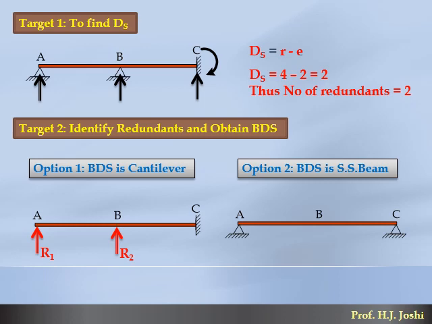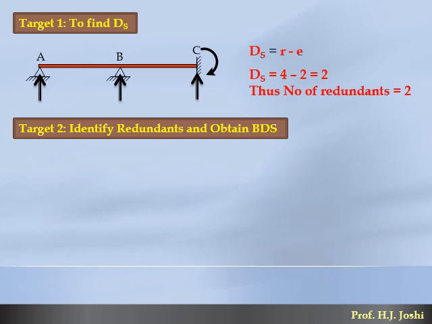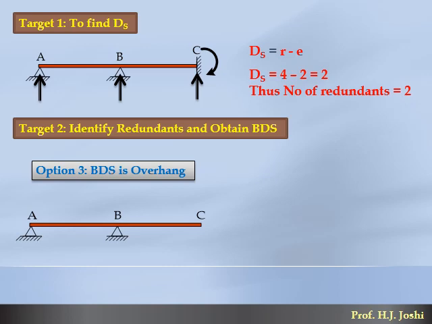Second option, if I wish to obtain BDS as a simply supported beam, then I have to select this as my redundant, and another redundant is the moment reaction at C. If I remove these two, then the remaining structure will be the simply supported beam AB. So this is our second option where BDS can be a simply supported beam. Again, after that I show whatever two redundants are selected, this is R1 and R2. Now see the third option. In case of the third option, let us wish to obtain the BDS with overhang. If I wish my BDS to be overhang, then these two reactions may be selected as redundants. Releasing them, the remaining structure ABC will be the BDS. After showing BDS, show the redundants R1 and R2 as we did in earlier cases.